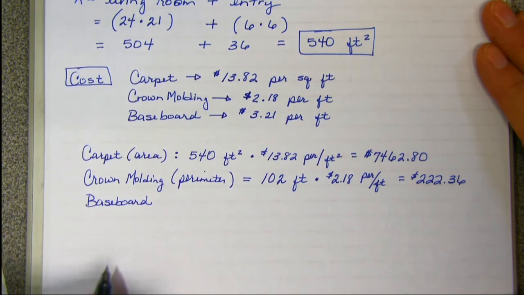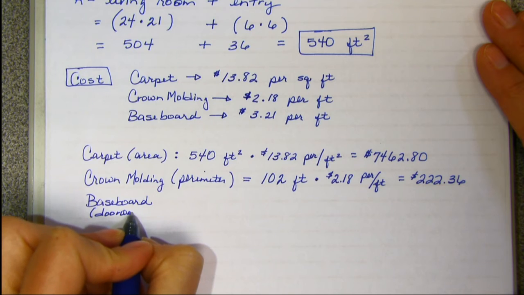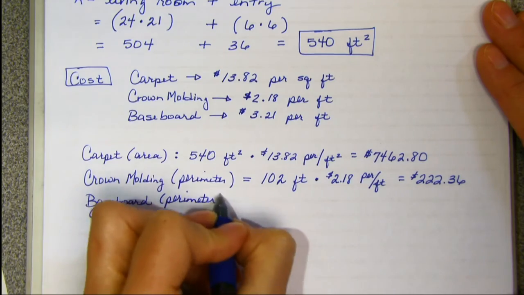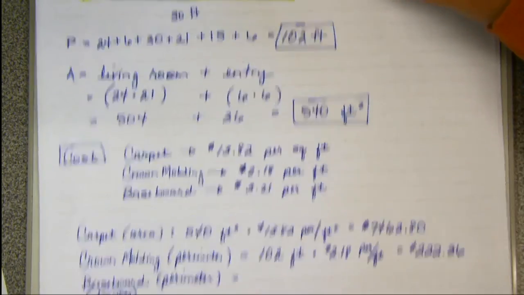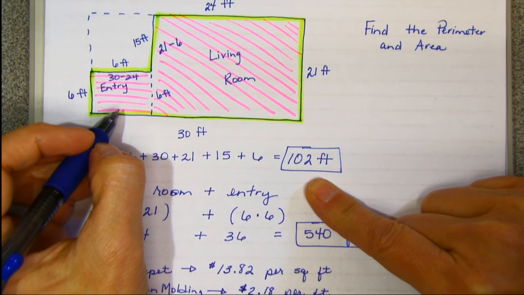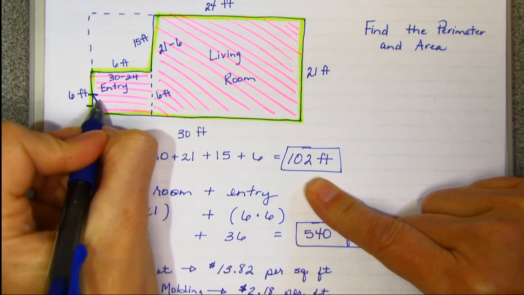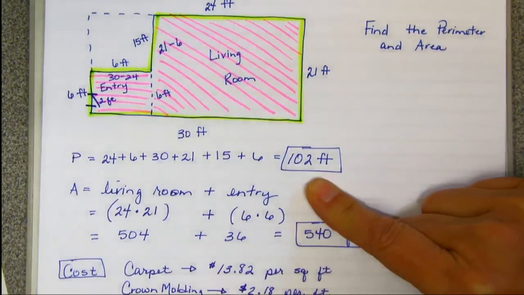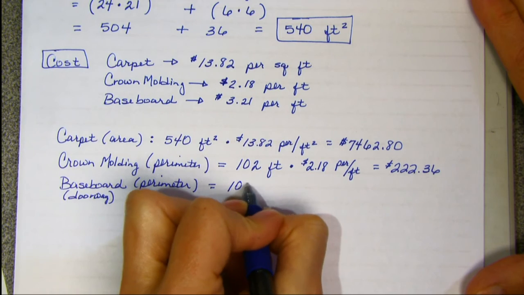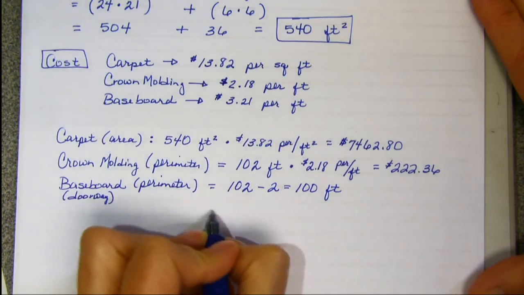Now this is where you have to be careful because remember we have to consider the doorway. So on baseboard, it still is perimeter, but I cannot use 102 because that's not considering a doorway. So obviously the door should be in the entry. So let's say the doorway is here, and we're going to say it is 2 feet. So for the baseboard, first you have to do 102 minus the doorway. So we're going to deal with just 100 feet for the baseboard.